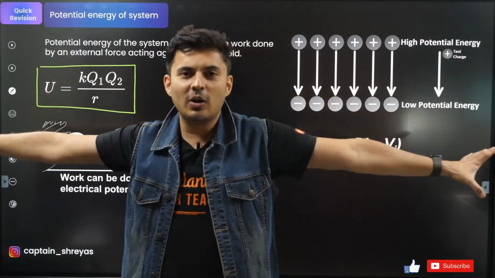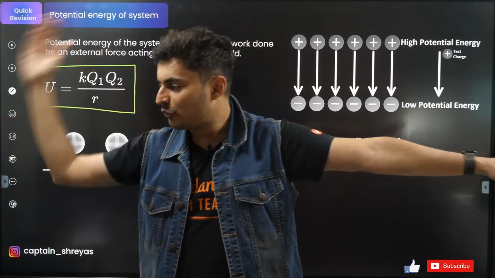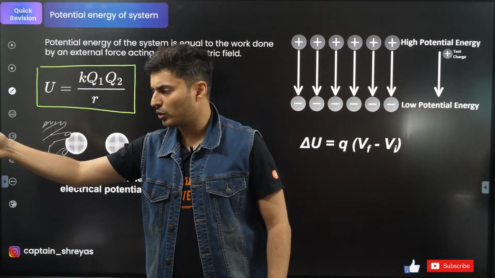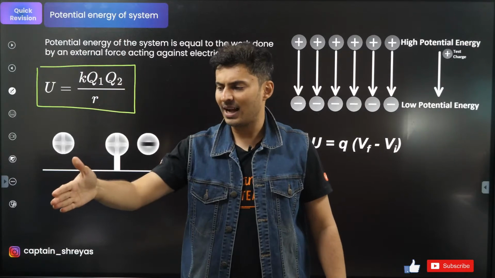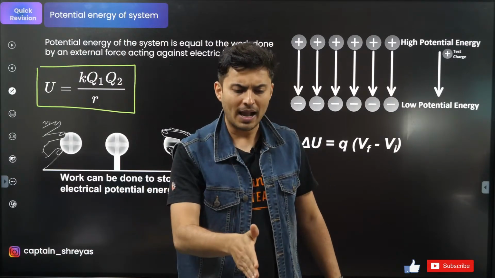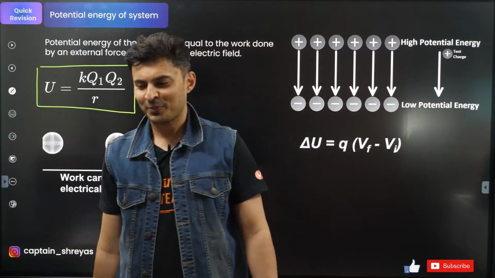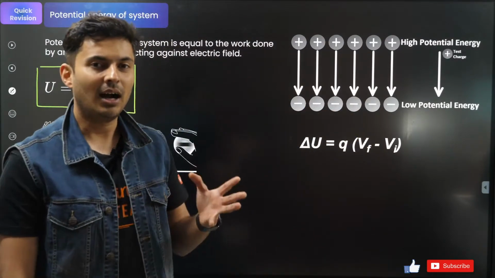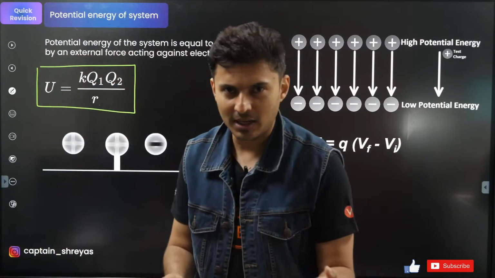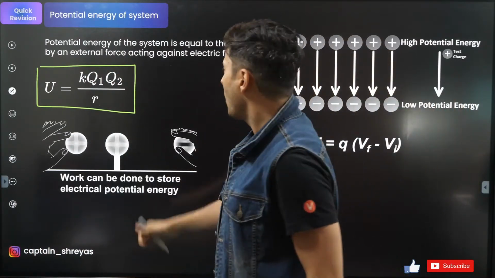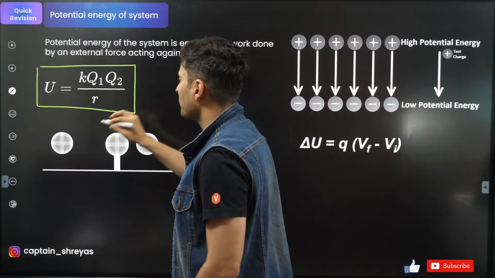So if you write down all the formulas, everything will be clear. Force, field, potential, energy. Force is KQQ by R square. Field is KQ by R square. Potential is KQ by R. Potential energy is KQQ by R. That's all. These are the main distinctions between the formulas. Energy is the actual work done in bringing the charges close. Obviously, it's a scalar quantity.